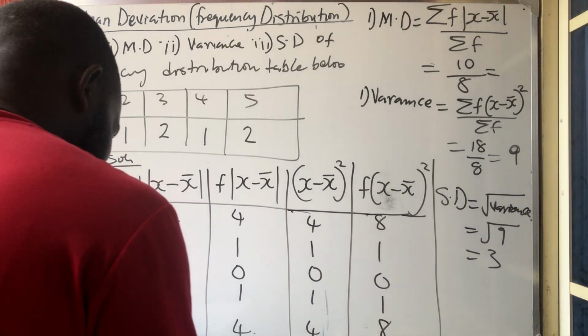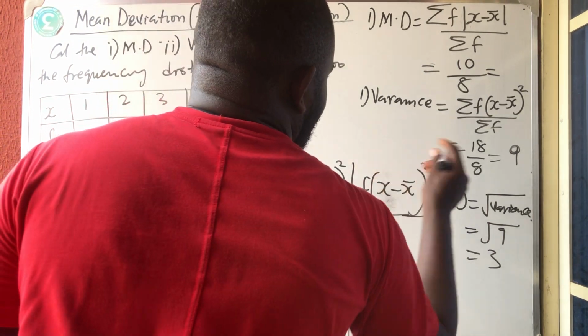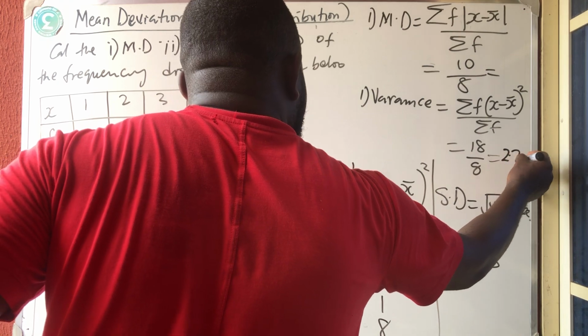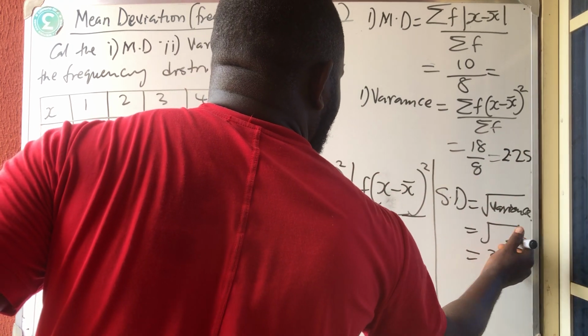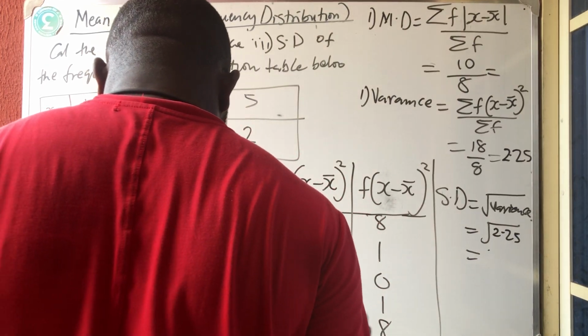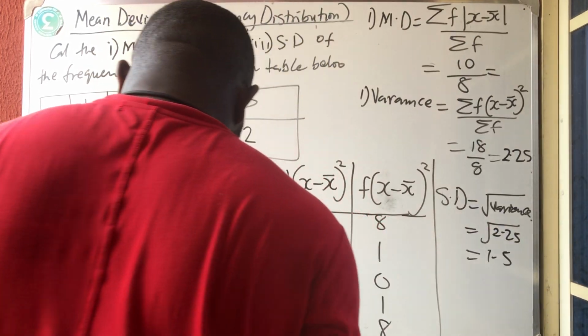Okay, 18 divided by 8 is not 9, though, please. It's 2.25. Sorry. So the square root of 2.25. So you get your answer. What is 1.5? So that is that.